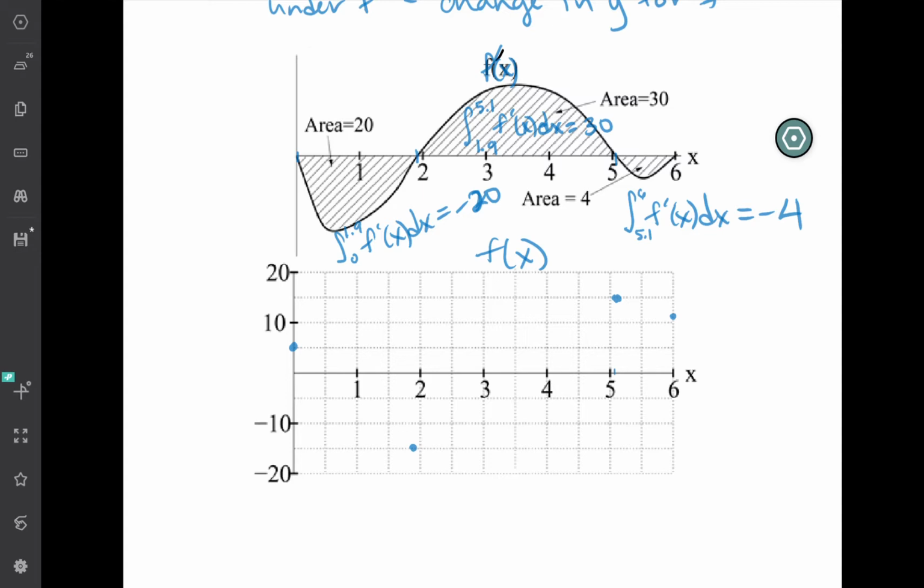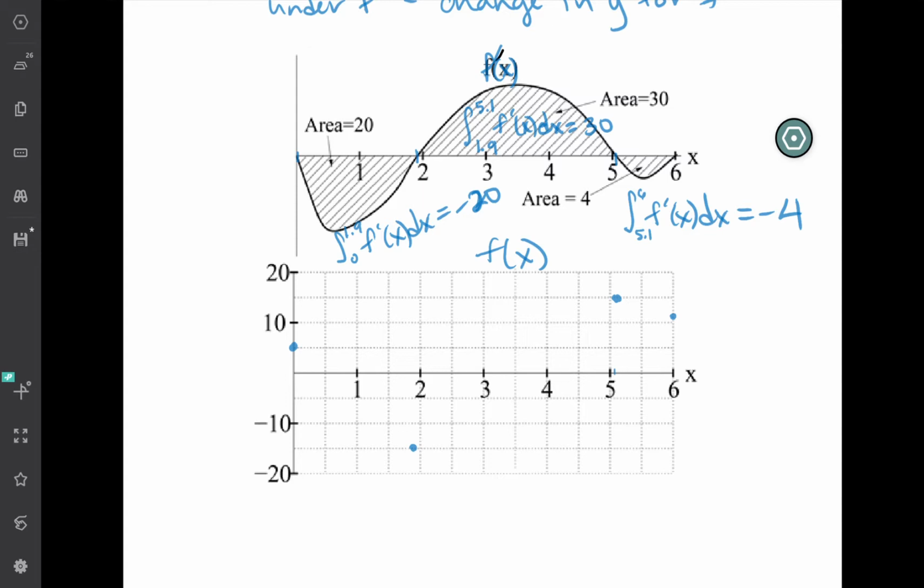That's not all I use. I still need all my other stuff as well, so this is a good review if you struggled a little bit with sketching antiderivatives. So I can say, as well as knowing these points, I also know the behavior of f between the points.